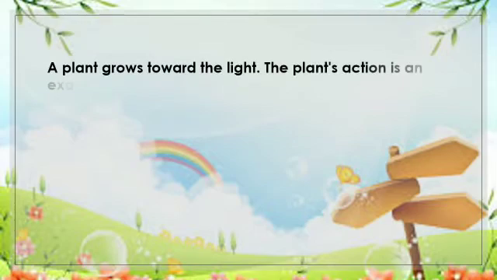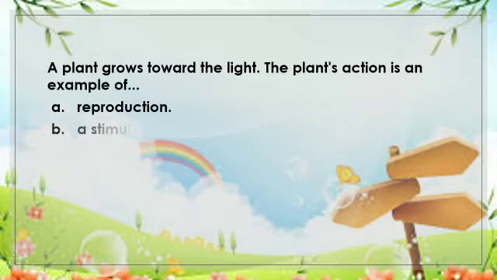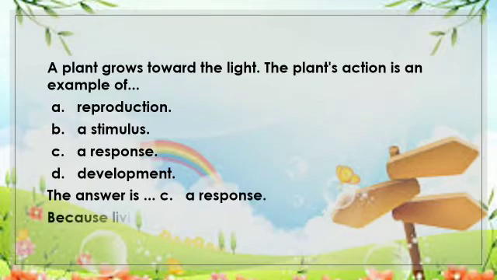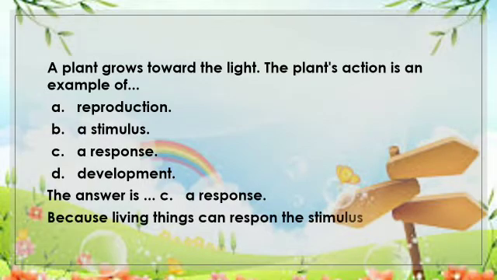The plant's action is an example of: A. Reproduction, B. A stimulus, C. A response, D. Development. The answer is C. A response, because living things can respond to a stimulus.